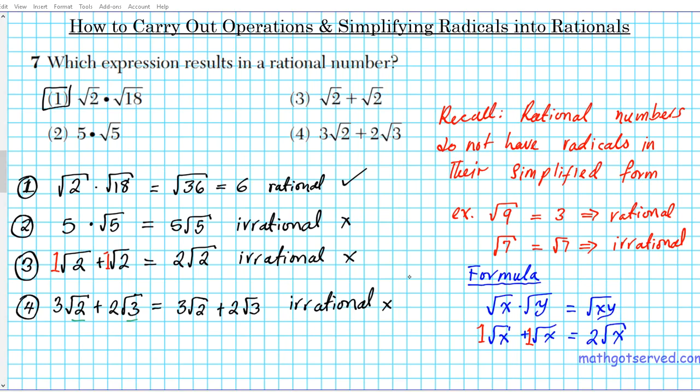Alright, now a question for you to think about. In option 3, we added two irrational numbers, okay? We added two irrational numbers and we ended up with an irrational number. So the question is, is that always the case? Whenever you add two irrational numbers, do you always end up with an irrational number? Let us know what your answer is. Just post your answer in the comment section below and we'd like to see what it is.